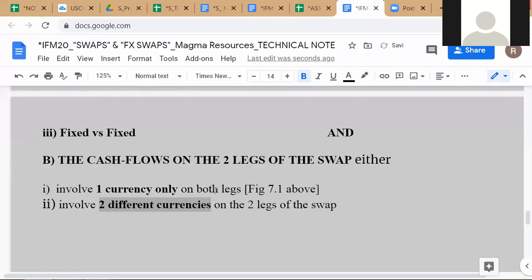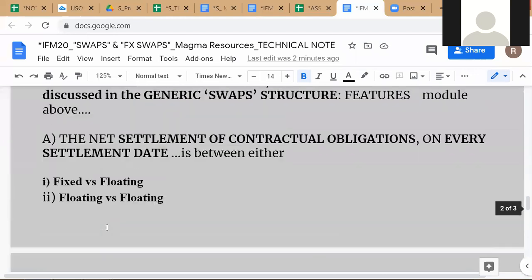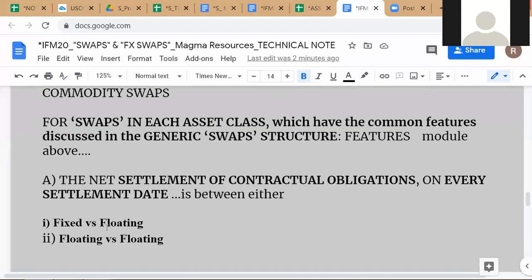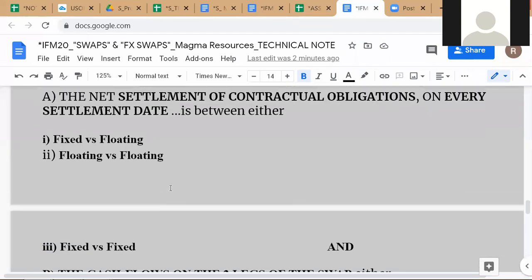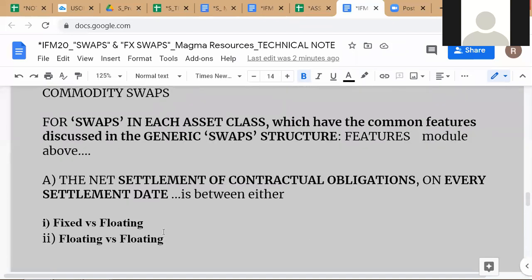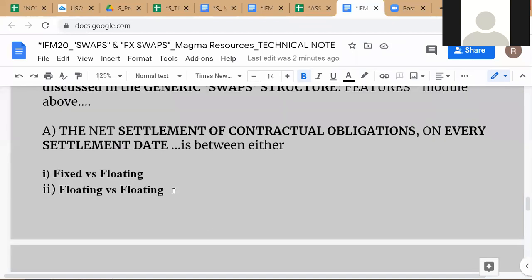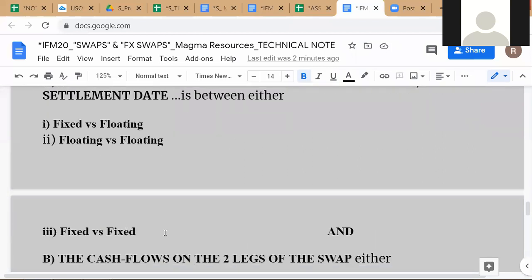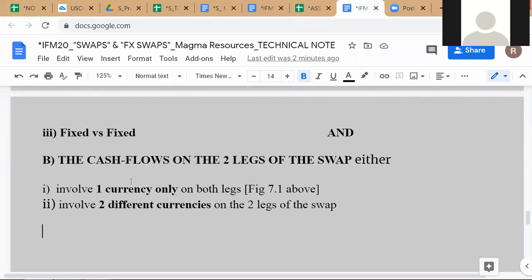So now you see the general framework. Now we can quickly apply it. You have a general framework, and in addition, we can make further statements, further ways to differentiate between types of swaps. We can have fixed versus floating, floating versus floating, fixed versus fixed. We can also have the two flows either being in one currency only or in two different currencies.